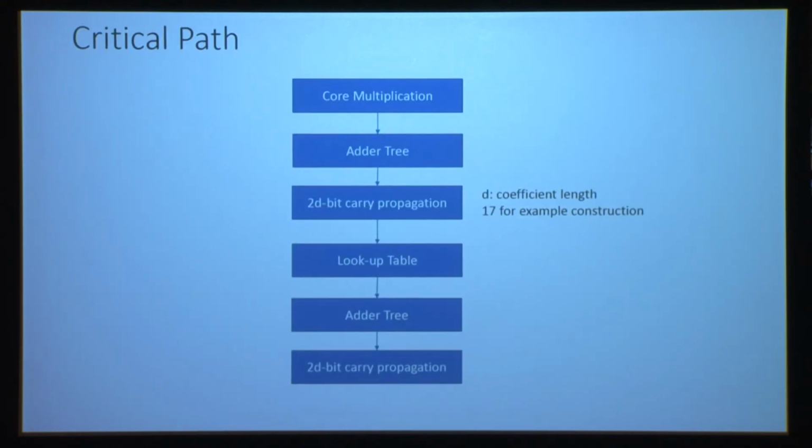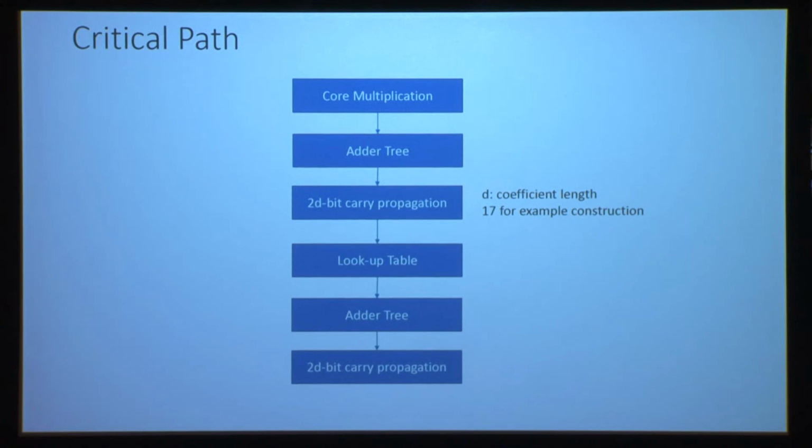So this is the critical path. In the critical path, we have a single core multiplier, regardless of the length: 2k bits, 4k bits, 8k bits. In the critical path, we only have a single core multiplication. And for this example, core multiplication is 17 bits, 17 by 17. Well, it could go down to 8, 4, 1, whatever you want.